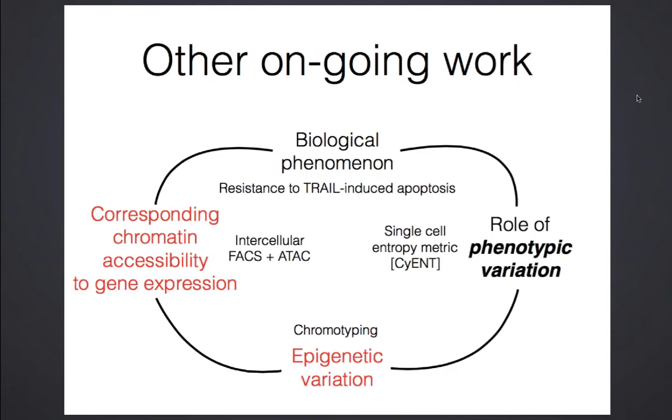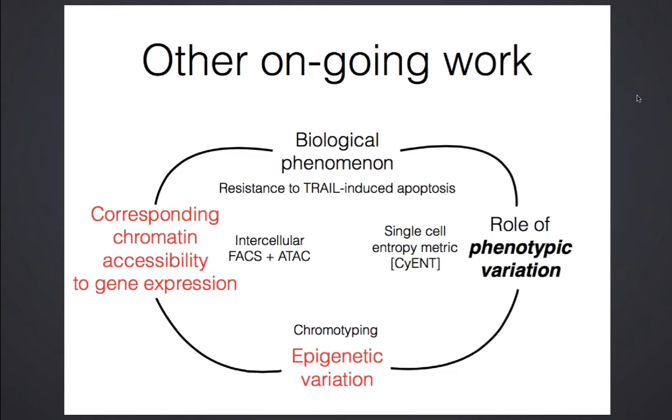And how are we doing that? So this is some of the other ongoing work that we're doing in the lab. We're looking at, of course, the biological phenomenon of resistance to TRAIL-induced apoptosis. We're finding different ways to study and quantify phenotypic variation. For example, one of the things we've done is to develop a more robust entropy metric and to try and assay the heterogeneity of the local environment of each single cell in high-dimensional signaling space. And of course, apart from phenotypic variation, also look at epigenetic variation, like I talked about earlier in the introduction.